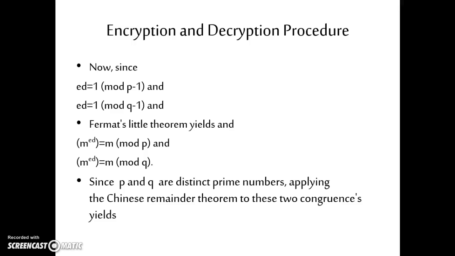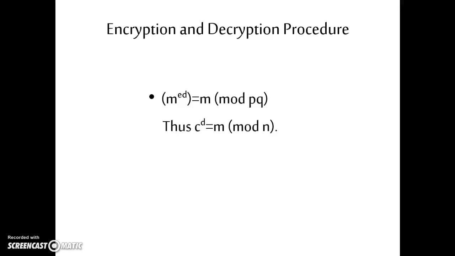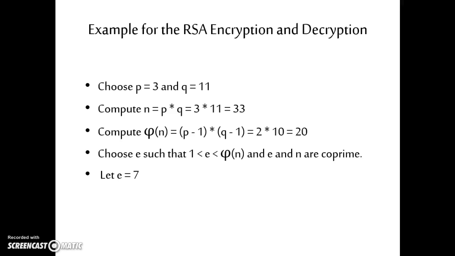How is this done? We know the product of the keys is 1 mod p minus 1 or q minus 1, I mean the prime numbers which we chose randomly. By using Fermat's little theorem for the prime numbers and the Chinese remainder theorem, we can conclude that message to the power ed is equal to message mod pq. Thus, ciphertext to the power private key is message mod n.